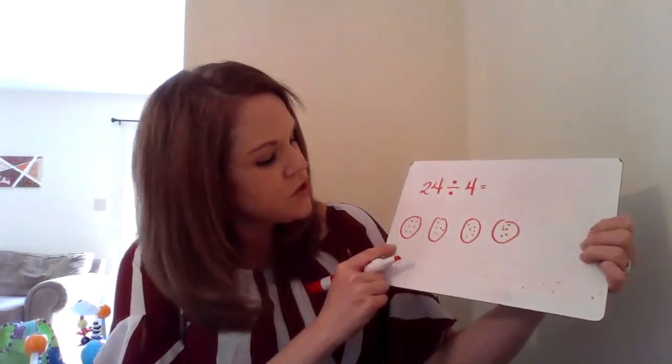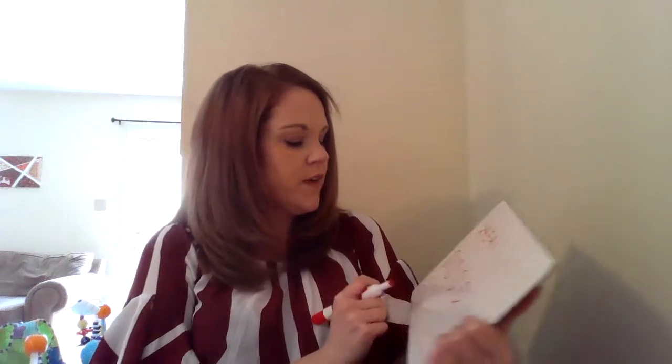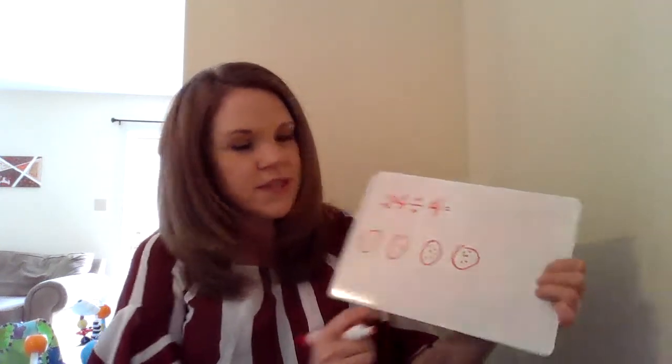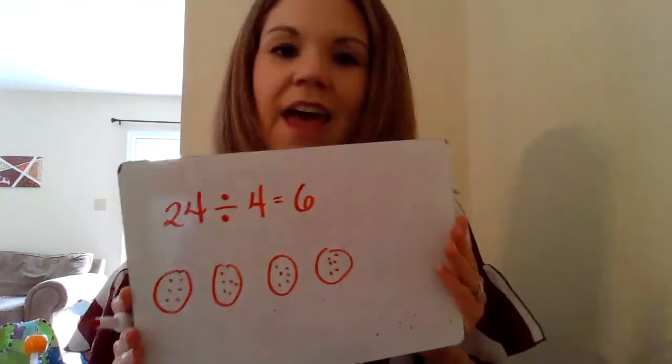And when I'm finished, how many dots do I have in each one? 1, 2, 3, 4, 5, 6. 2, 4, 6. Each sister got 6 flowers. So my equation is 24 divided by 4. And then I'm just missing one thing in my answer. I didn't write the answer.